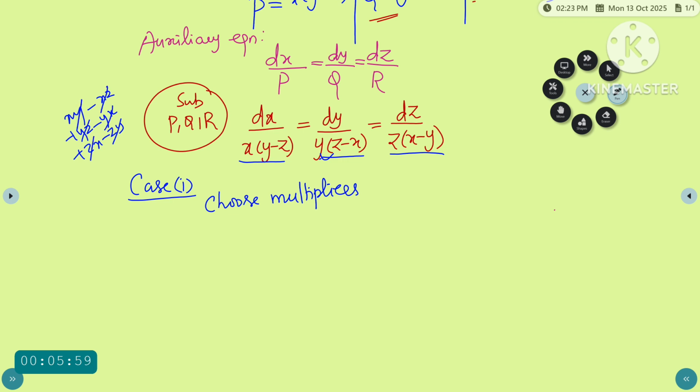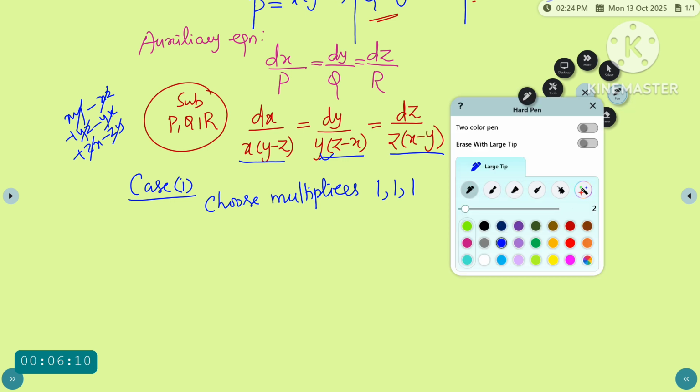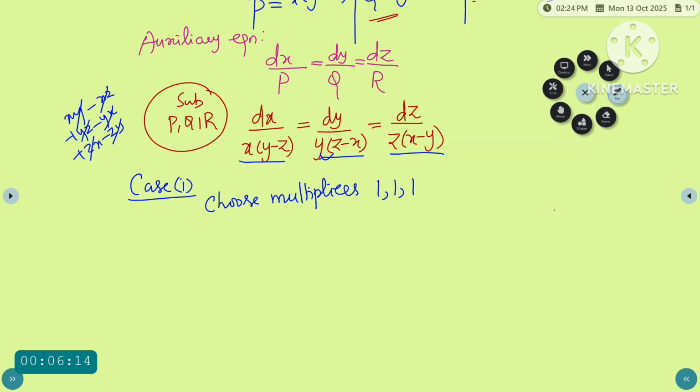So we can choose the multipliers. As it is, if we are adding, we get the denominator zero value. So I choose 1, 1, 1 as multipliers in case 1. This is our first case. Then if we choose 1, 1, 1 as multipliers, what is the procedure?